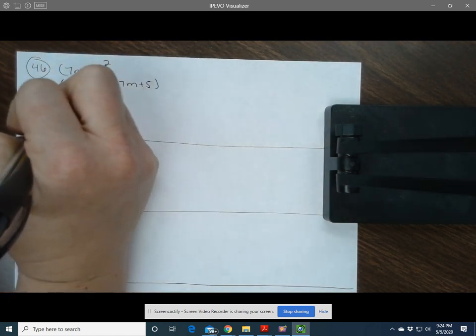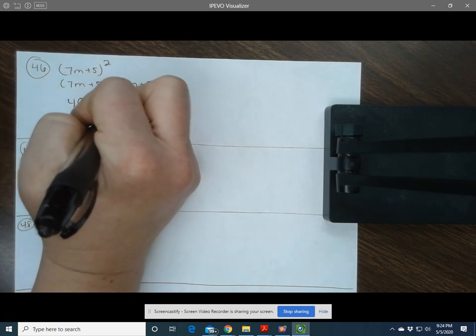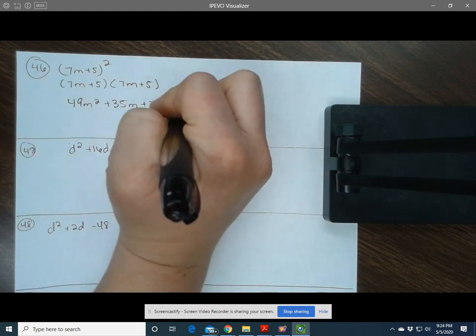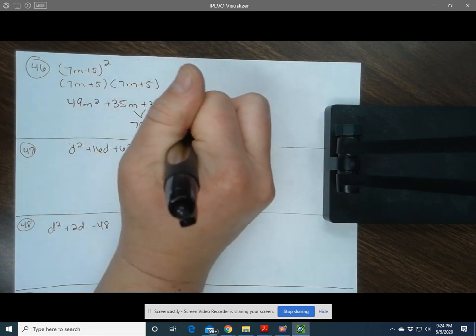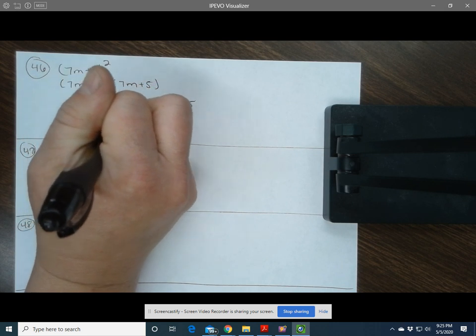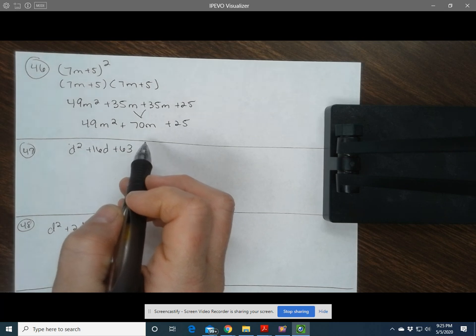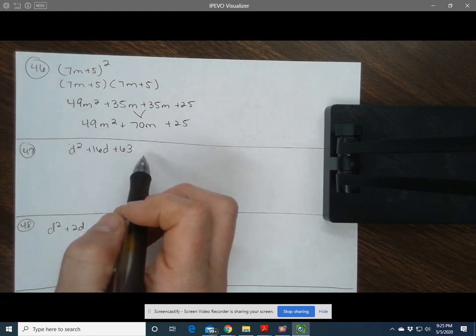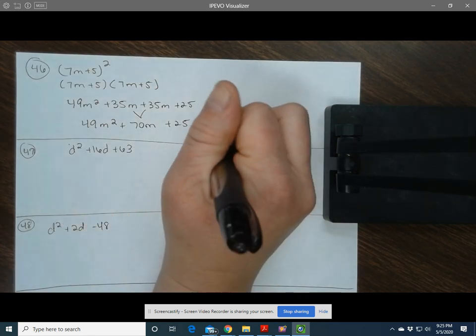So 7m times 7m is going to be 49m squared. 7m times 5 is going to be plus 35m. Again, plus 35m and then plus 25. Middle terms combine to be 70m. So that's going to be 49m squared plus 70m plus 25. And that means the answer to this one is 49m squared plus 70m plus 25. So that one's going to be B.